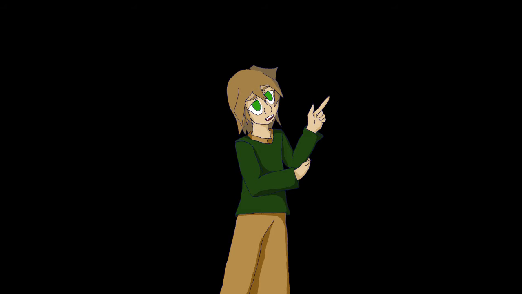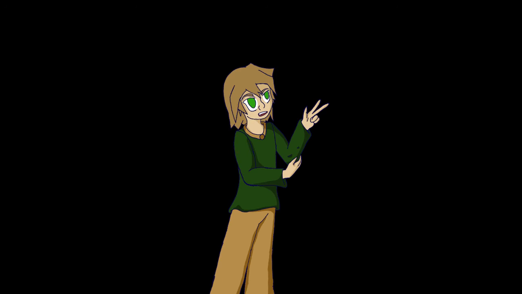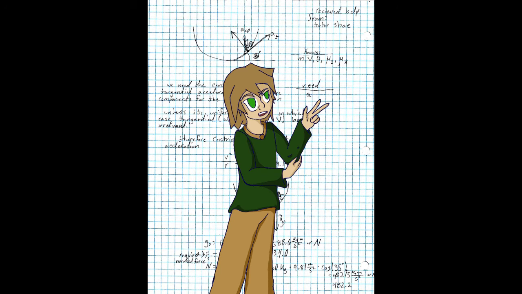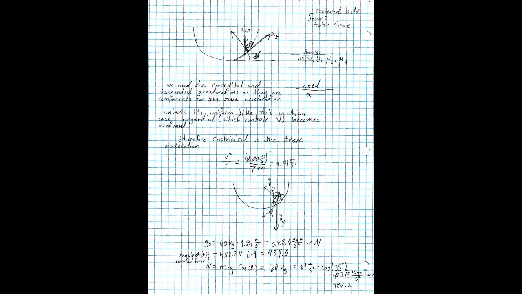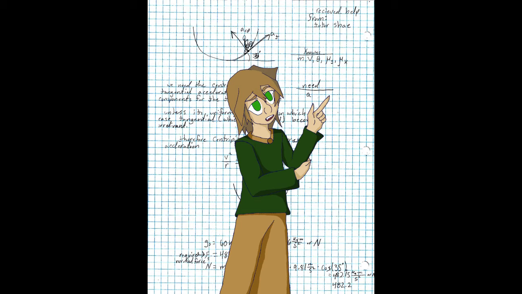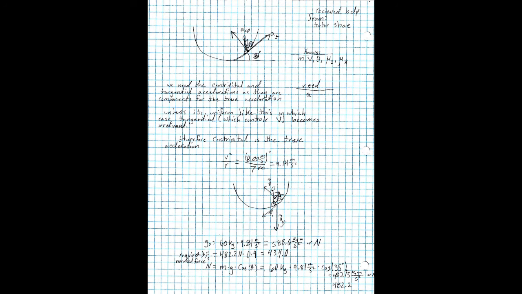Or like me, you are sure because you have it written down somewhere, but you're too lazy to go look for it. That equation, as you can see right beside my fat head, is velocity squared divided by radius, or in this case, 8 meters per second squared divided by 7 meters, which is equal to 9.14 meters per second squared.